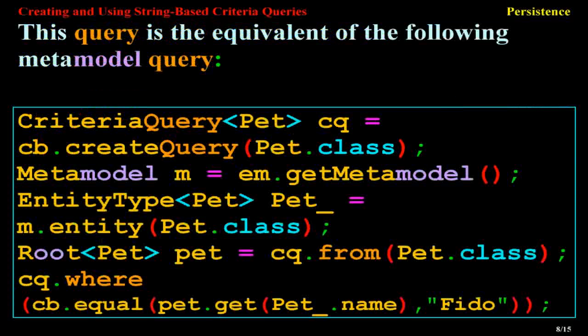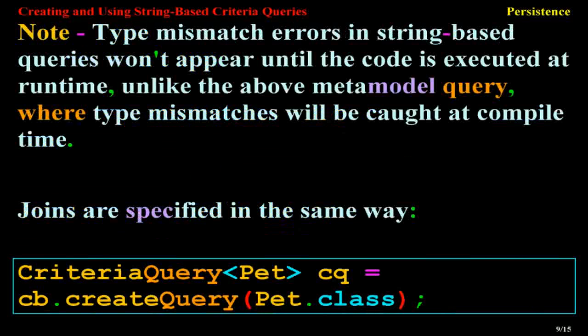This query is the equivalent of the following metamodel query. CriteriaQuery<Pet> cq = cb.createQuery(Pet.class); Metamodel m = em.getMetamodel(); EntityType<Pet> Pet_ = m.entity(Pet.class); Root<Pet> pet = cq.from(Pet.class); cq.where(cb.equal(pet.get(Pet_.name), "Fido")); Note, type mismatch errors in string-based queries won't appear until the code is executed at runtime, unlike the above metamodel query, where type mismatches will be caught at compile time.